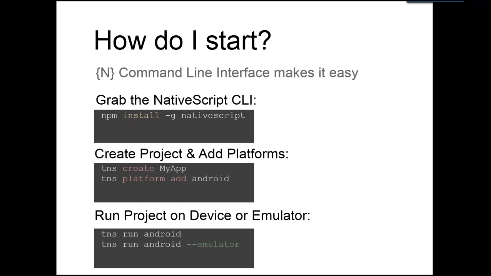So on a Windows machine, all I can do is TNS create my app. That will create the NativeScript app, or your native mobile app, and I just have to say TNS platform add Android, TNS platform add iOS. Now note that on a Windows machine, I will be able to do a platform add iOS, but I cannot build it, right? So that's what it is.